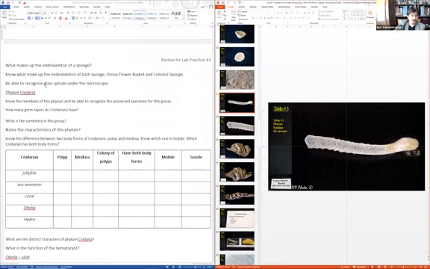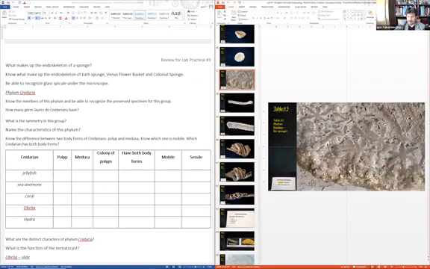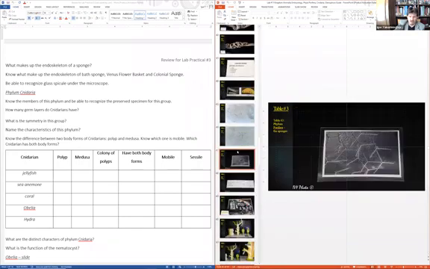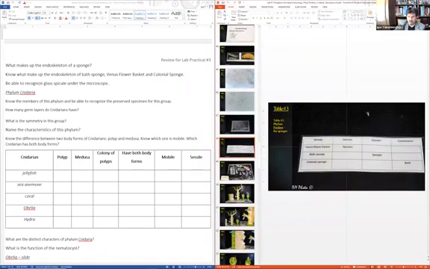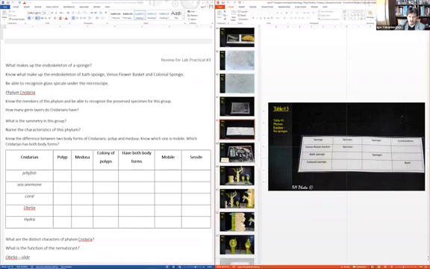All right, and then be able to recognize glass spicules. Here we have this, which is not a glass spicule. This is a spicule made out of calcium carbonate. And here we're looking at the glass spicules. Already talked about those. All right, so yeah, spicules, spongin, boss. So here we have those ones.